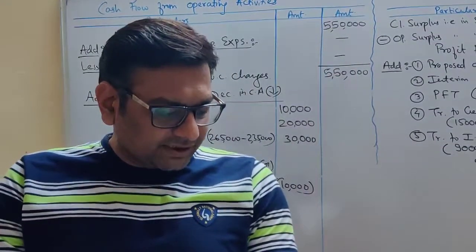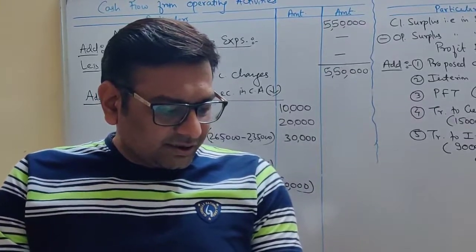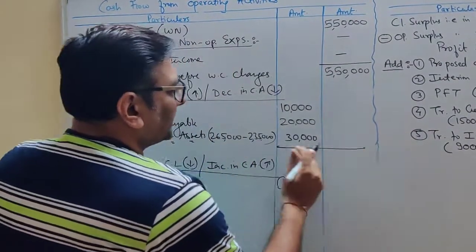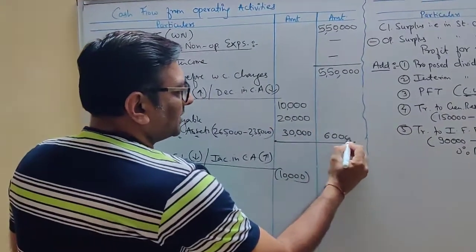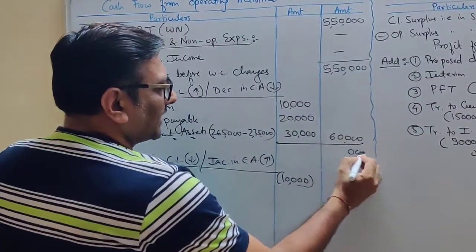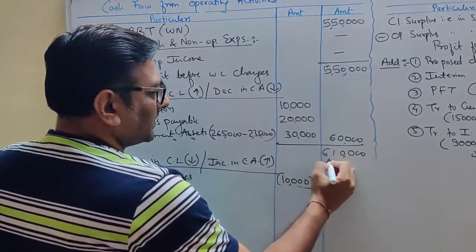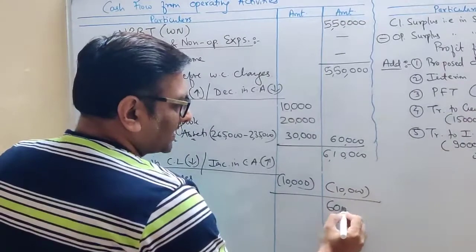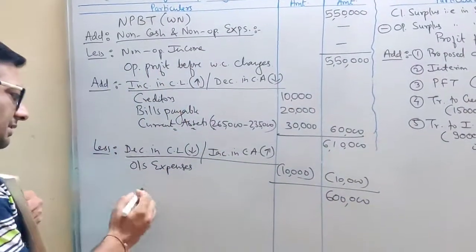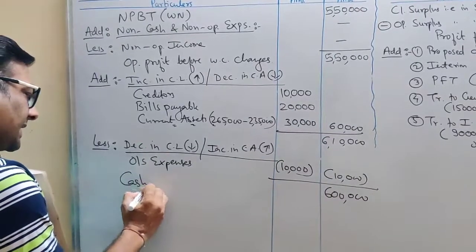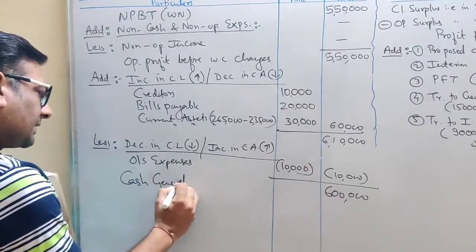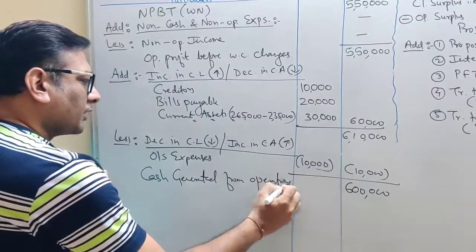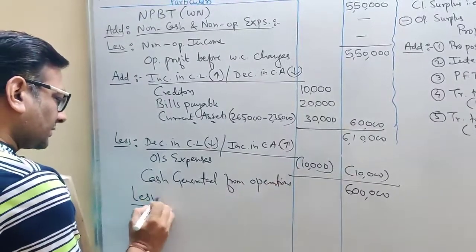Anything else to be considered, students? No, we are done with the current asset and current liability. Now the total of this will be 60,000. Add this, you will get 5,50,000 plus 60,000 minus 10,000. You will get the answer 6 lakh. What to write, students? For this answer you will write cash generated from operation.